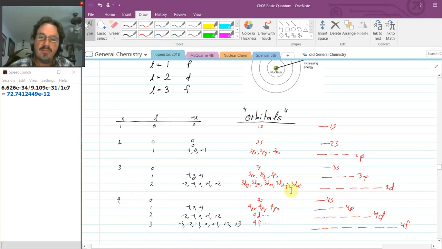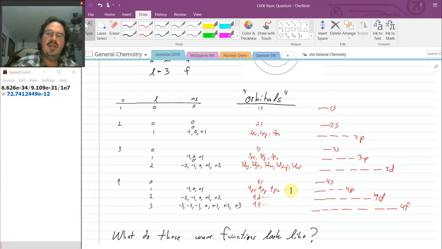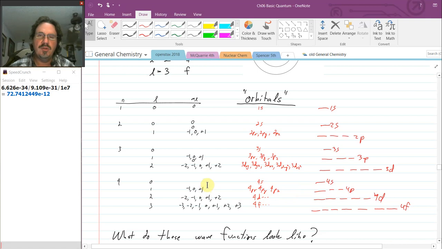So there they are. So you can see how I can just keep building and building and building, getting bigger and bigger as far as these waves and the size of them, and again the distribution, or where they are, if you will, about the nucleus.